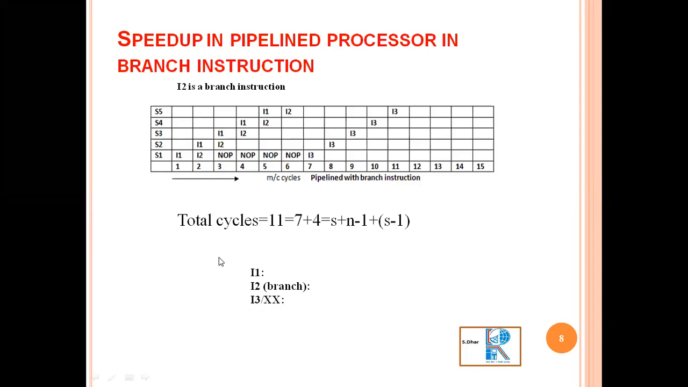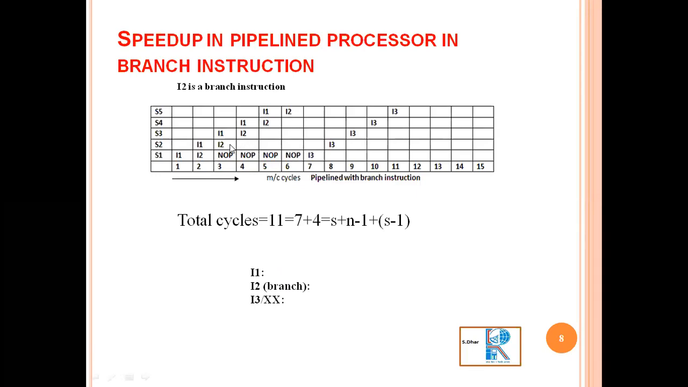Now the problem is, this is a pipeline processor, I1 starts, then I2 starts. If I start I3 here, the problem is the processor will only know what the next instruction is after the completion of I2, because I2 is a branch instruction. So the processor, in this position, only knows what the next address should be, whether it should be I3 or any other instruction, I4, I6, I11, I100, anything. So the processor cannot take the decision until it reaches the last stage, that means the S5 stage.